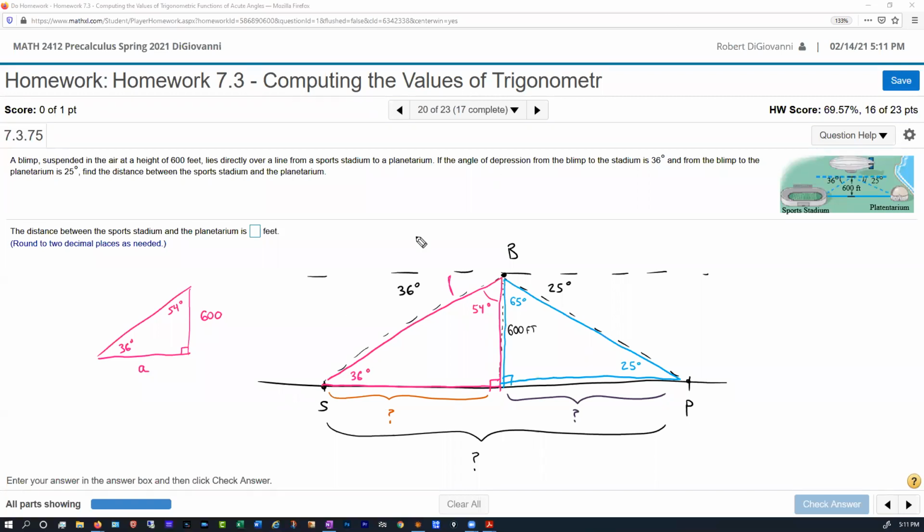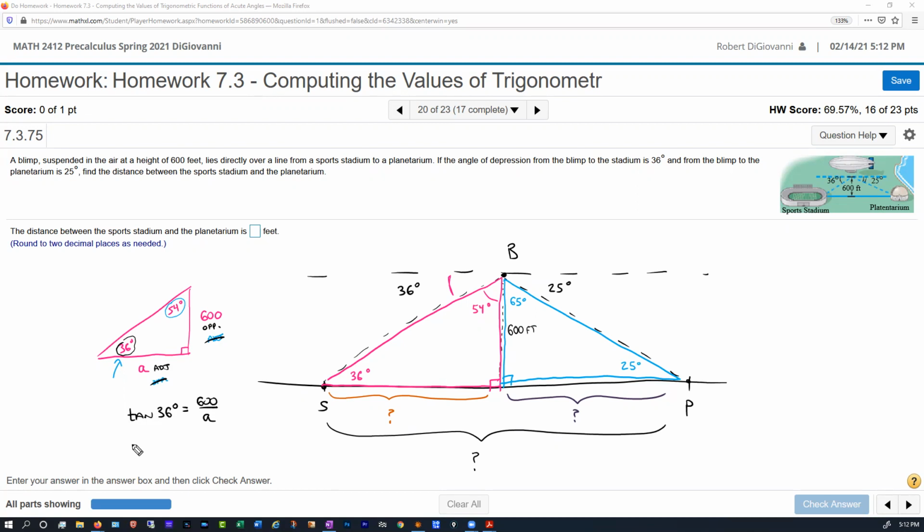All right. So if we want to find this A and we want to use the 600, then if we look at the 36 degrees as the angle we're going to work with, then this side would be opposite and this would be the adjacent. Now, if we decided to use the 54 degrees instead, then this side would be the opposite and this side would be the adjacent. So I'm going to stick with the 36 degrees, all right? So with the 36 degrees, I'm working with the opposite over the adjacent. That's tangent. So tangent of 36 degrees is the opposite, 600, over the adjacent, which is A.